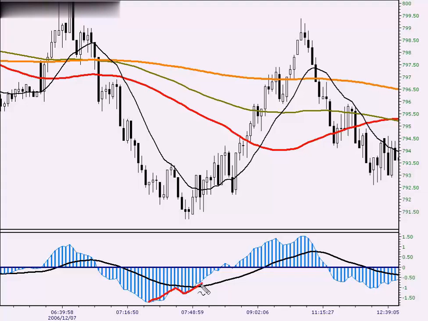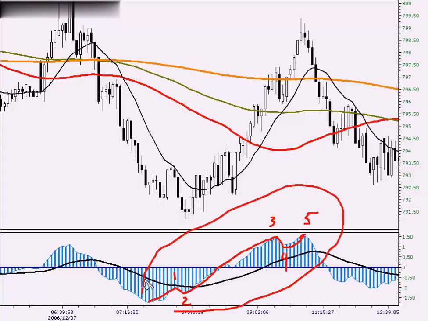So 1, 2, 3, 4, 5. Now the average trend is a 5-wave pattern. Okay, so the same thing is on momentum. You count that on price, but you can count it on momentum as well. So you can start looking at this and say, okay, 1, 2, 3, 4, 5. Okay, you know what? This is an average trend, and we are there.